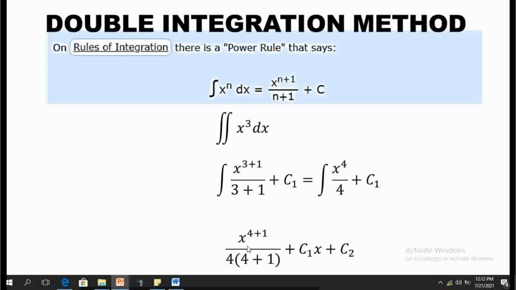So, x raised to 4 plus 1 over 4. This time, since naging coefficient na ngayon itong over 4 na ito, you have to multiply that dun sa may n plus 1. Di ba, from your power rule, the integral of a constant is constant times that of x. Do not forget that one, the power rule that was discussed during your integral calculus.